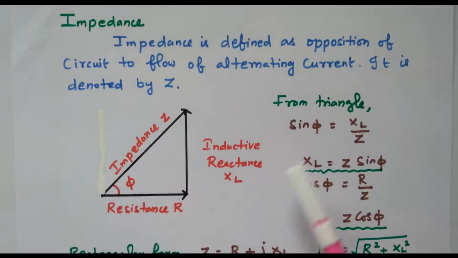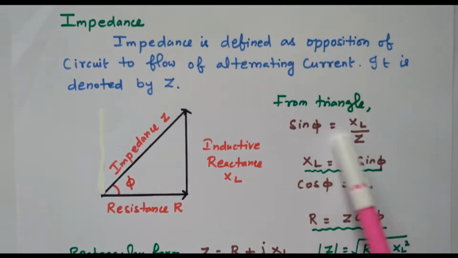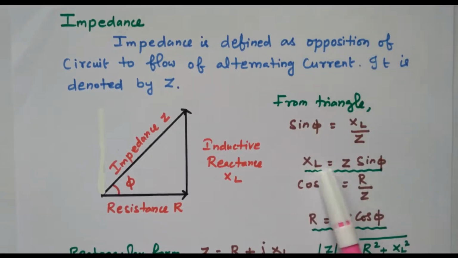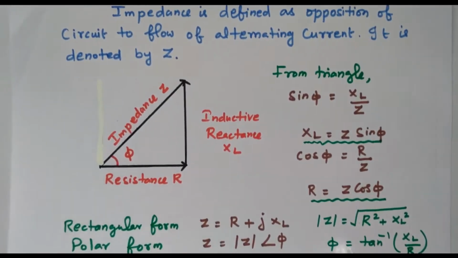From this diagram we can find the value of sin phi. This is the angle phi. Sin phi is opposite side by hypotenuse, XL divided by Z. Cross multiplying, XL equals Z sin phi. So we can find XL by using this formula, Z sin phi. Then find cos phi. Cos phi equals adjacent side by hypotenuse, R divided by Z. Cross multiplying, R equals Z cos phi. So we can find the R value by using this expression, and similarly the XL value from the other expression. Now we'll find the impedance. What is the expression for impedance?